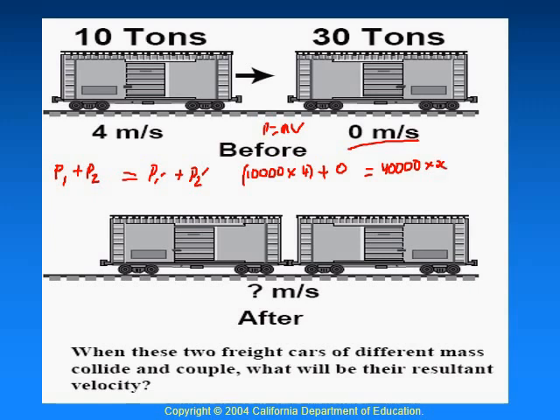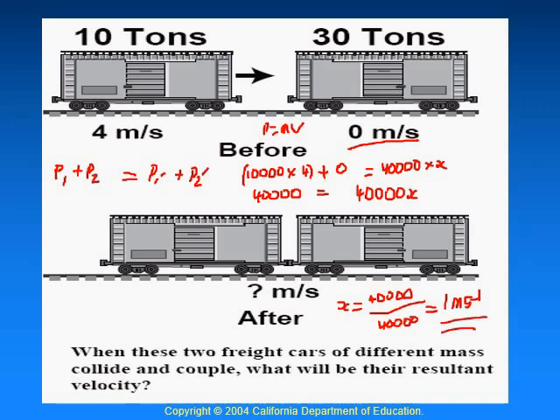So in this case, 10,000 times 4 is 40,000 on this side, and that is going to be equal to 40,000x. If you rearrange that, x equals 40,000 divided by 40,000, which equals 1 meter per second, and that is your final answer. That is based on the conservation of momentum: the momentum before a collision is equal to the momentum after a collision.